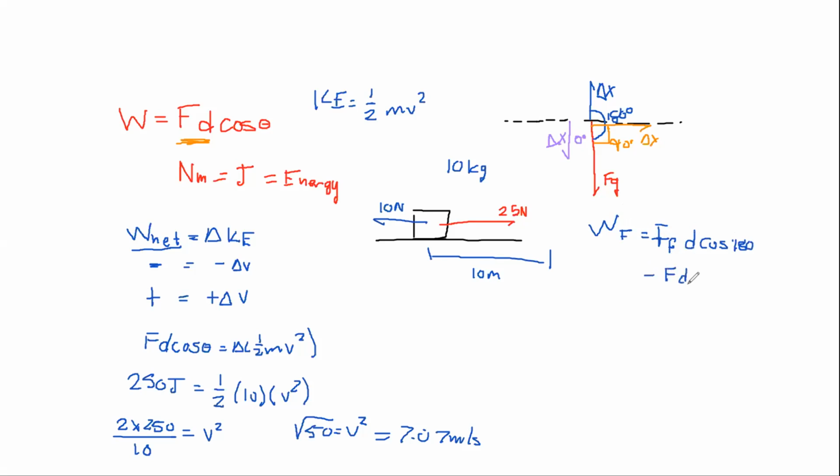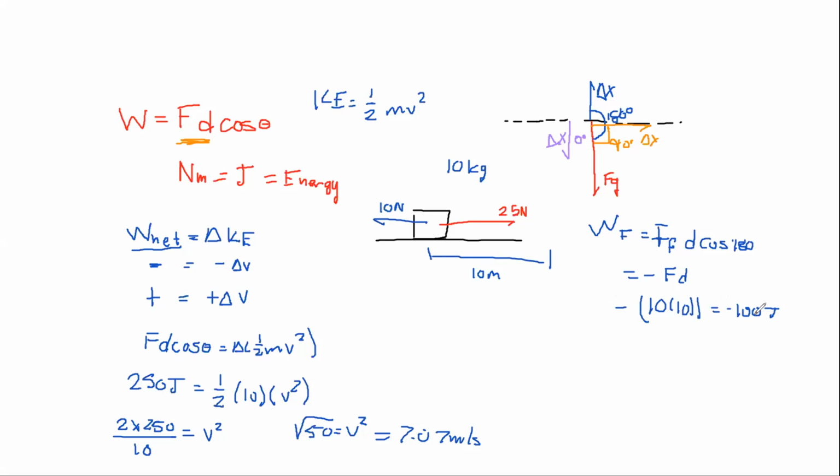All right, so what's the force? 10. What's the distance? 10. And the whole thing is negative. So that's negative what? -100. And then what's our unit? Joules of work. So friction did -100 joules of work on our box.